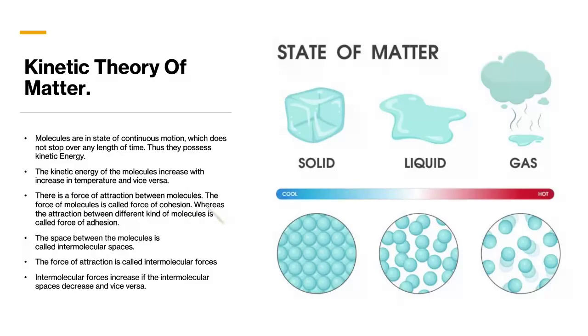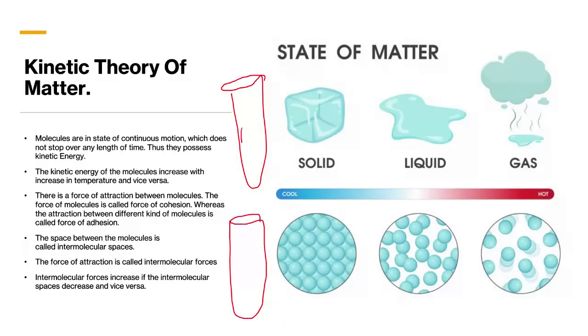There's a force of attraction between molecules. The force of attraction between the same kind of molecules is called cohesive forces, whereas the attraction between different kinds of molecules is called adhesive forces. For example, I take the example of mercury. It is formed in a convex way because the cohesive forces in mercury are stronger than the adhesive forces between the test tube and mercury. If I take the example of water, it is formed in a concave way because the adhesive forces between the test tube and water are more than the cohesive forces of the molecules of water.